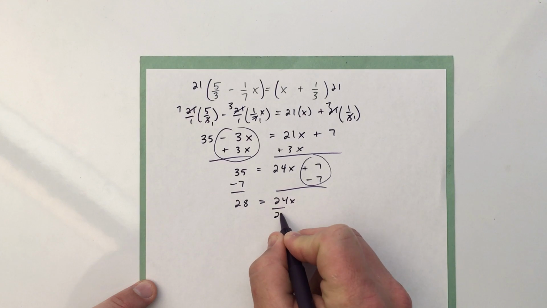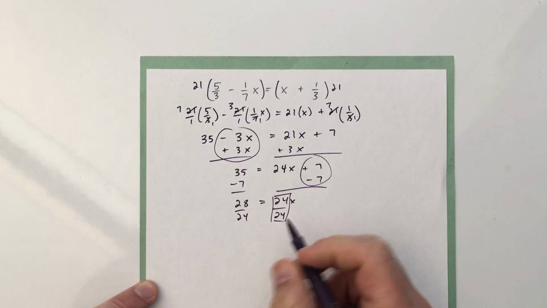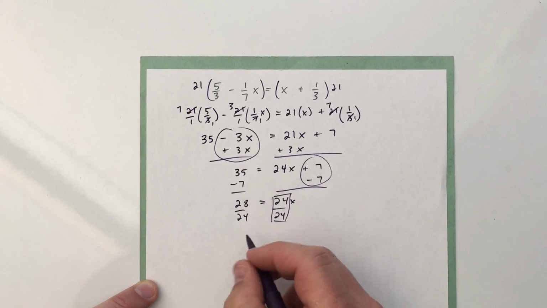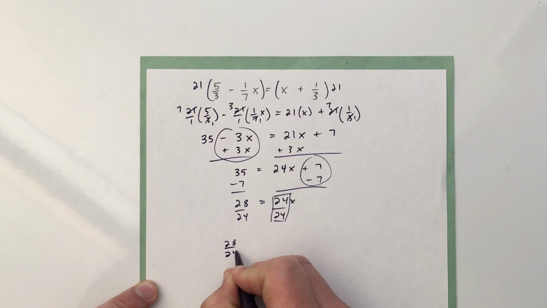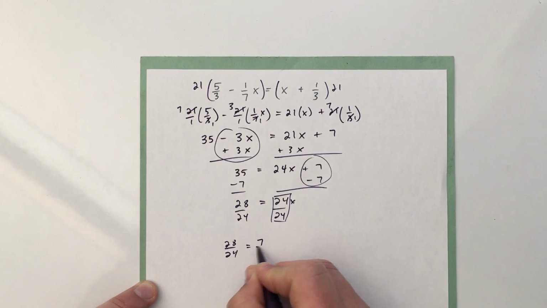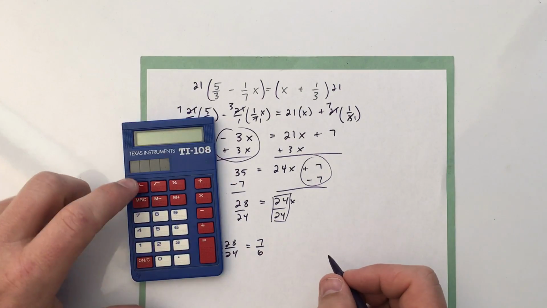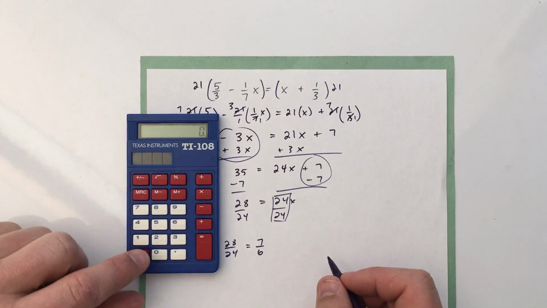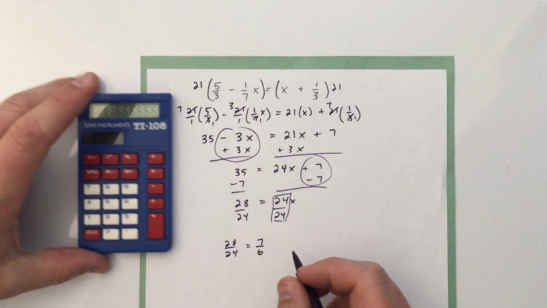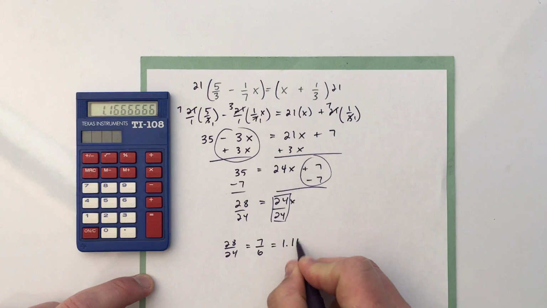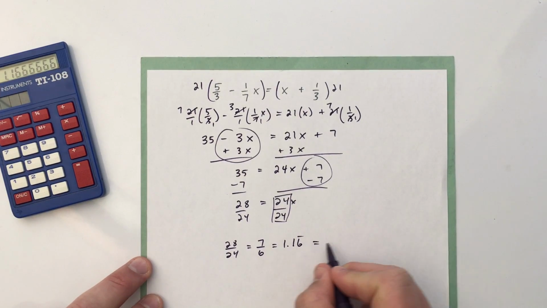My last step, divide by the coefficient. You could have left this as 28 over 24. I was okay with that. That's also 7/6. And if I do 7 divided by 6, I get 1.16 with the 6 repeating, but all of these equal x.